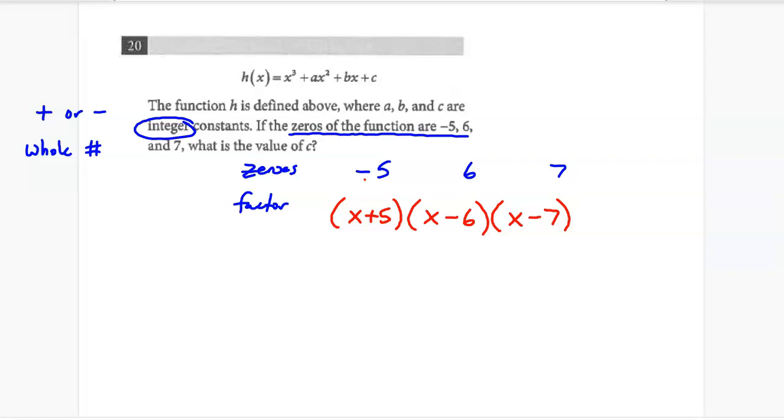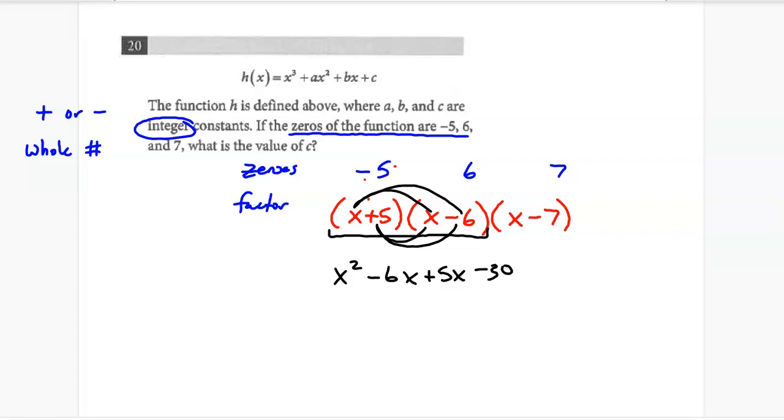Now, since we had zeros, we could work backwards to get factors, and now we can multiply these three things together to try to come up with the actual equation. So let's just first deal with these two. I'm going to just kind of FOIL these two. So I'm going to do x squared minus 6x positive 5x negative 30. And when we clean that up, I can put these two middle terms together, and I'll get x squared minus 1x minus 30.